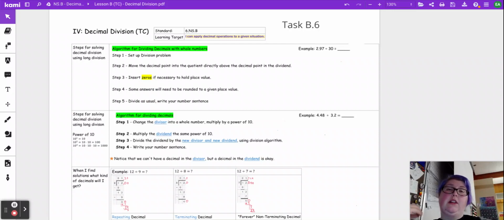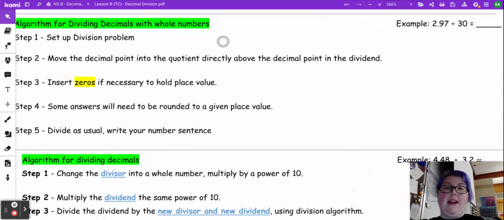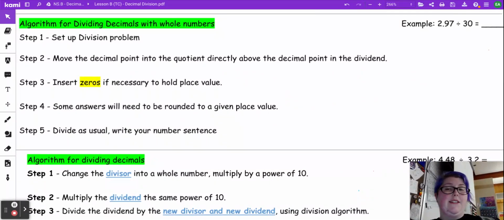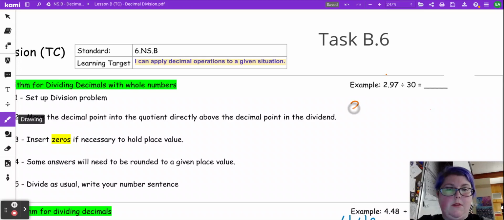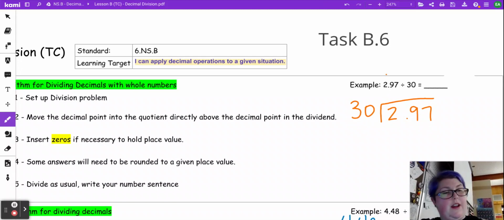Today we are going to look at decimal division and the different types of decimals. So the first thing we're going to do is remind ourselves of the algorithm, that is the method, to divide decimals with whole numbers. So we have 2 and 97 thousandths divided by 30.